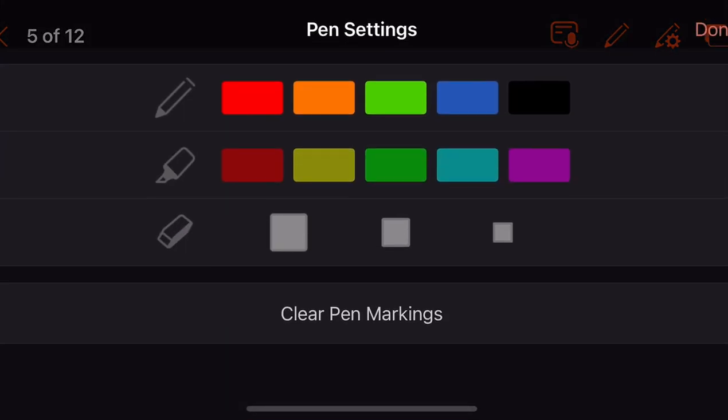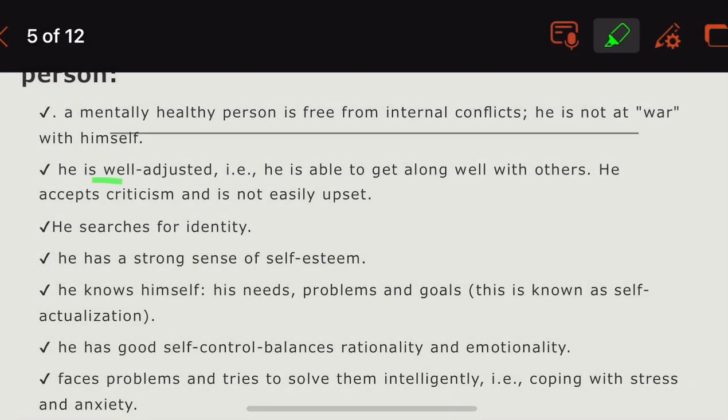A mentally healthy person will be well adjusted. What do they mean by well adjusted? He will get along well with others. He's not grumpy, having that attitude, wants solitude. Not like that. He mingles easily with people. He gets along well with others. He accepts criticism and is not easily upset.